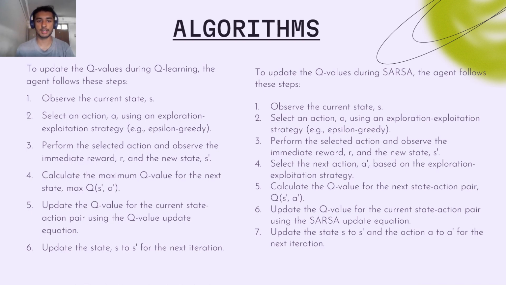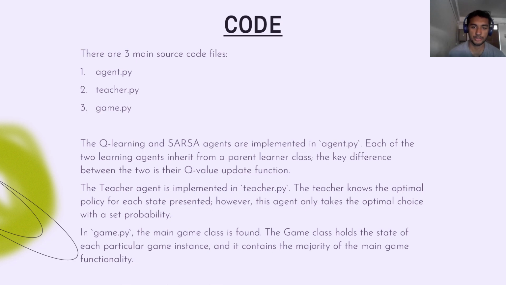So as you can see, they're pretty similar, except that SARSA looks two steps ahead and takes into account the next step as well. So now for the actual code structure, there are three main source code files in this program, that is agent.py, teacher.py, and game.py, as I mentioned before.